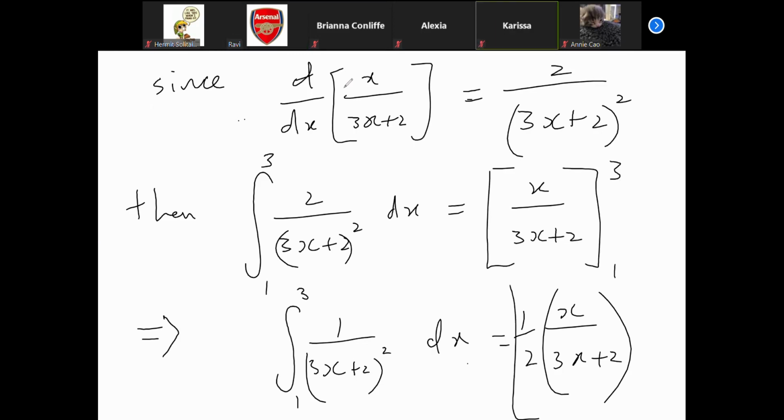And how is that the case? Well, remember, over here, I have to.